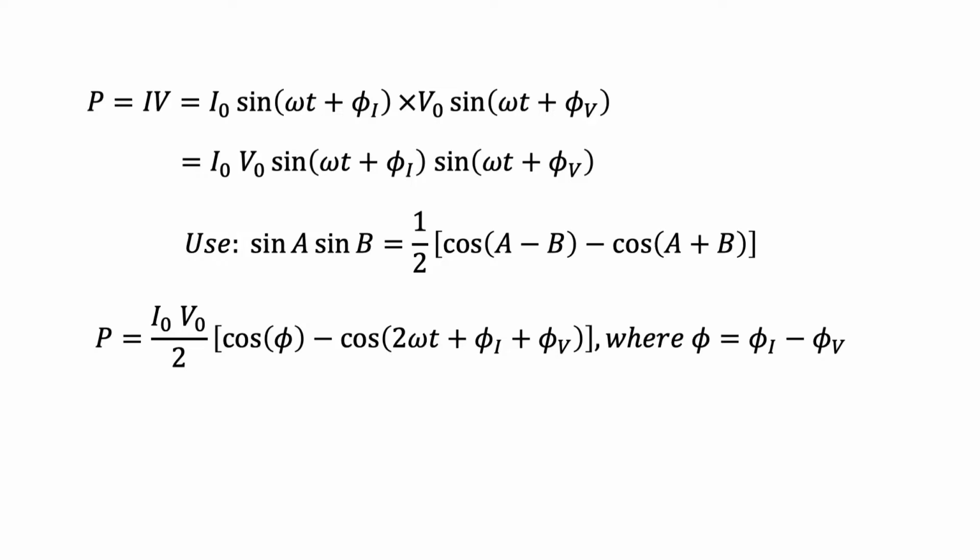If we then solve for the average power, the second term with the time component vanishes, since the average of cosine over time for all time is 0. We are then left with the expression for the average power to be equal to I naught V naught over 2 times cosine of phi.